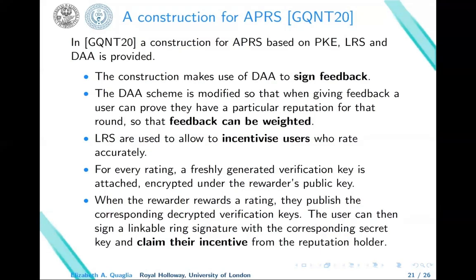And how does this work? So every time we rate, we generate a fresh verification key, and we encrypt that under the rewarder's public key, and we attach this to the rating. And when the rewarder sees an accurate rating, it decrypts the attached verification key, publishes a bunch of these verification keys, and then the user who authored that accurate rating can then sign a linkable ring signature with the corresponding secret key and claim their incentive to the reputation holder. So that's how the construction works.